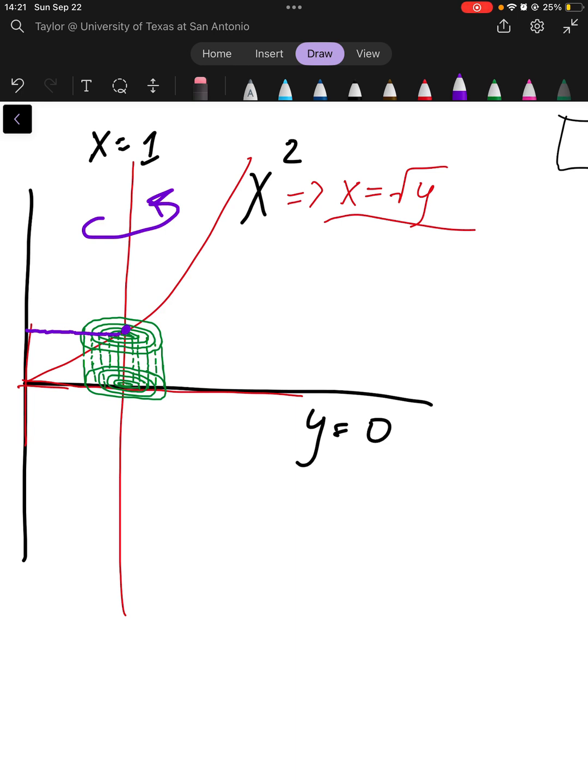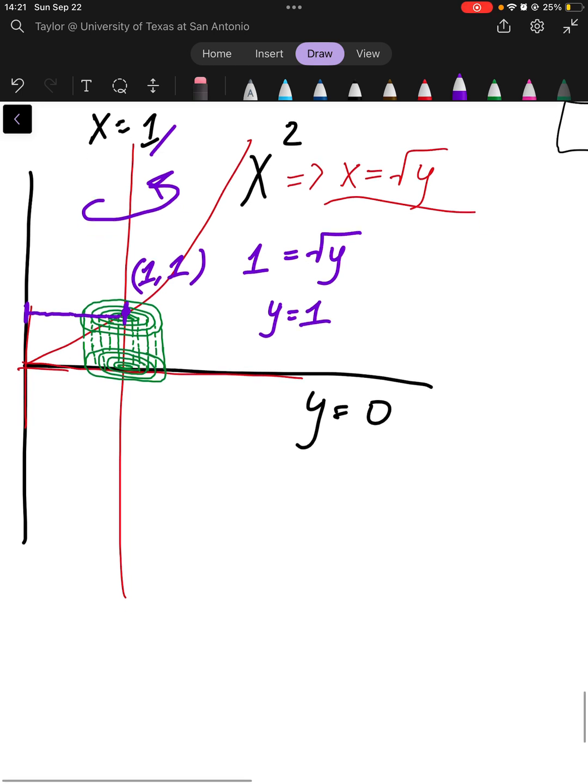And so what we can do is we can say, first, I'm going to set x equals 1 equal to the square root of y, and we see that these two are equal only if y equals 1. So I'm going to say that this point here is (1, 1). And then what we can do is take the distance between this point and this point to set up our function.